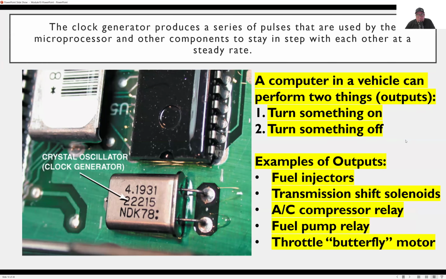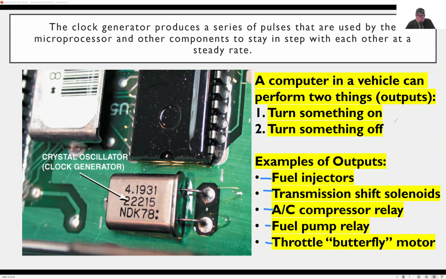The main thing a computer can do with outputs. So now we're talking about outputs. Once it gets the information from the inputs, it processes it, then sends it to an output. Examples of outputs are given here: fuel injectors, transmission shift solenoids, AC compressor relay, fuel pump relay, throttle motor. And this is just five examples, but there are more. Your window regulator motor is an output, your door lock motors are an output. If you have an automatic tailgate, that is an output. So there are more outputs than listed here.